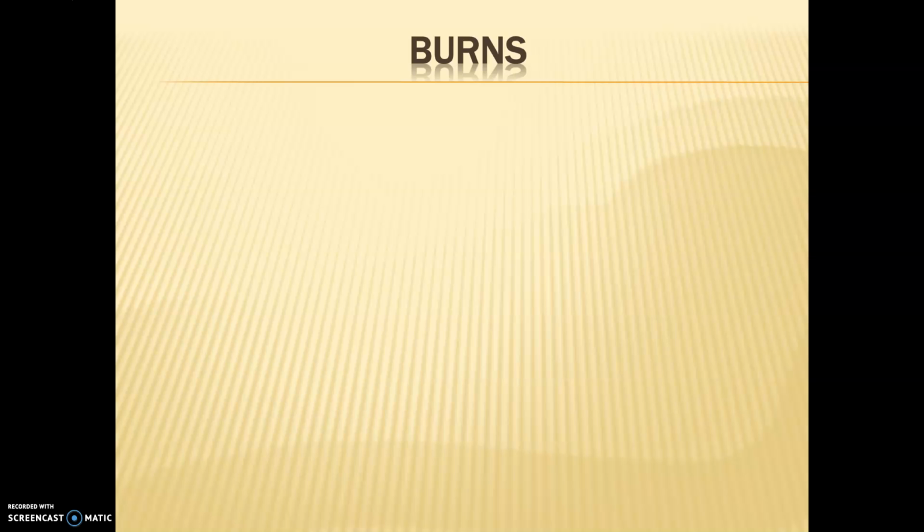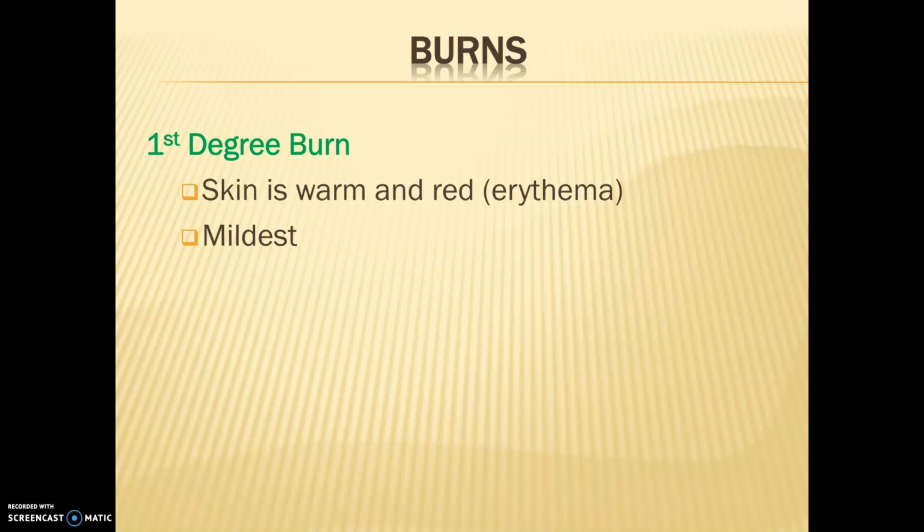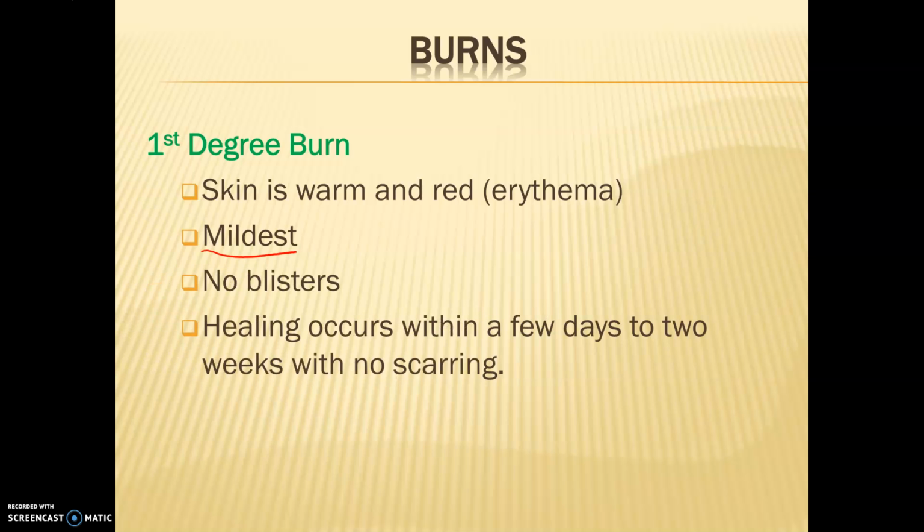So let's talk a little bit about different types of burns that you can get. So our first-degree burn, our skin is warm and red, and it's our mildest form. As the numbers increase, we're going to see a more severe burn. There are no blisters that occur with first-degree burns, and healing usually takes within a few days to 2 weeks, and there's going to be no scarring as a result of it. A good example of this is a sunburn.